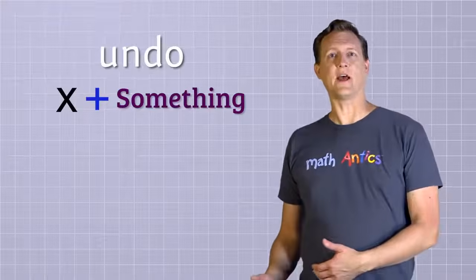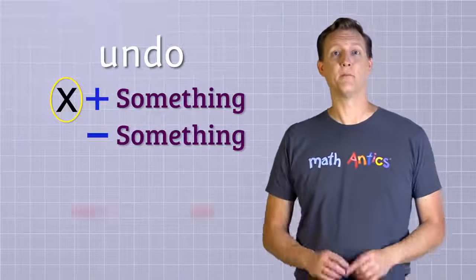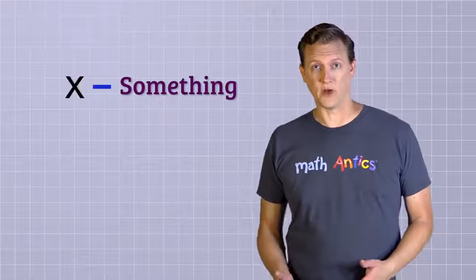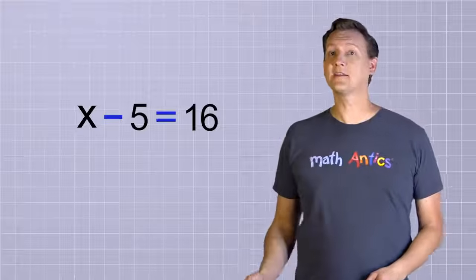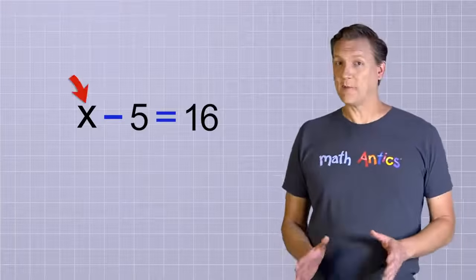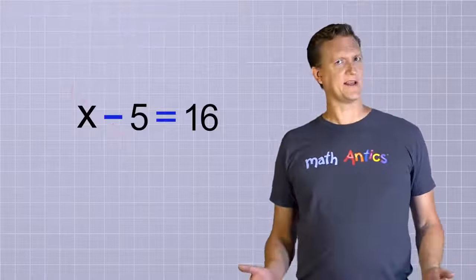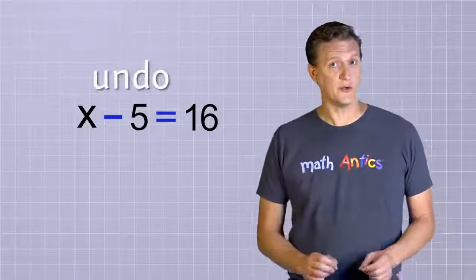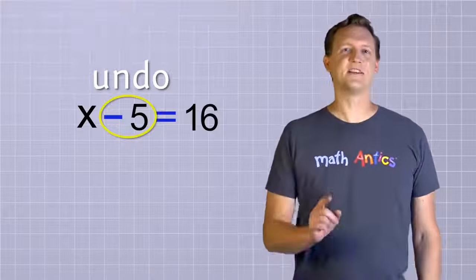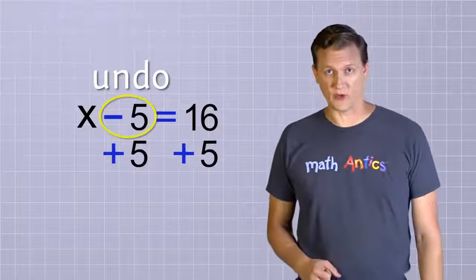So, whenever something is being added to an unknown, we can undo that and get the unknown all by itself by subtracting that same something from both sides of the equation. But what about when something is being subtracted from an unknown? Like in this example, x minus 5 equals 16. In this case, x is not by itself because 5 is being subtracted or taken away from it. Any ideas about how we could get rid of or undo that minus 5? Yep, to undo that subtraction, this time we need to add 5 to both sides of the equation.